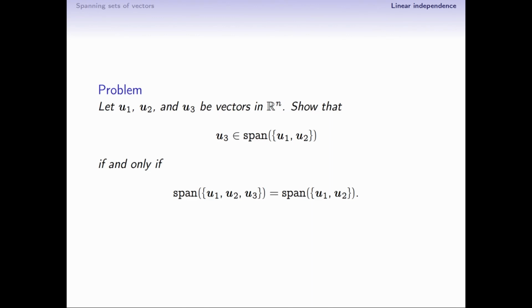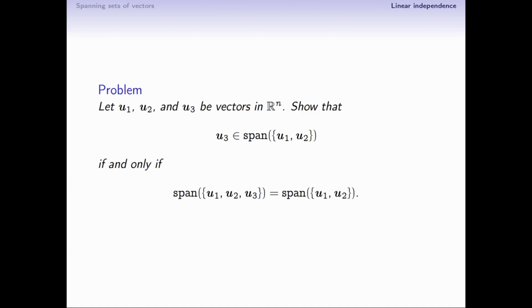Our next problem answers this question. Let u1, u2, and u3 be vectors in n-dimensional space. We want to show that u3 is in the span of u1 and u2 if and only if the span of u1, u2, and u3 equals the span of u1 and u2.